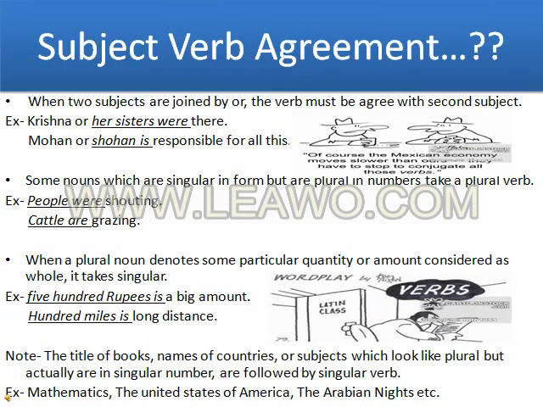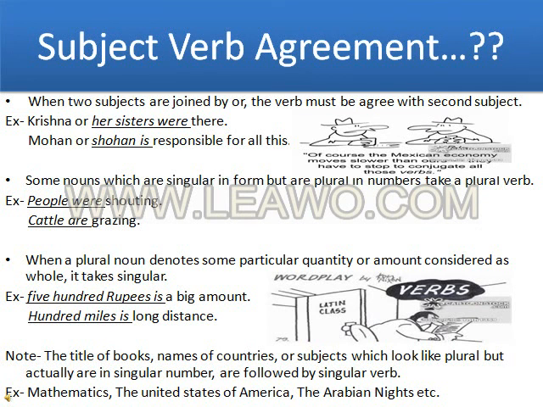Next rule, when two subjects are joined by or, the verb used must be according to the second subject. I think this is quite similar to the rule of either or and neither nor. There, either and neither were attached, but now we are talking about only or. If two subjects are joined by or, the verb must agree with the second subject. So the example is, Krishna or her sisters were there. Her sisters is plural, that's why the verb used here is plural. Mohan or Sohan is responsible for all this. Sohan is singular, that's why the verb used is also singular.